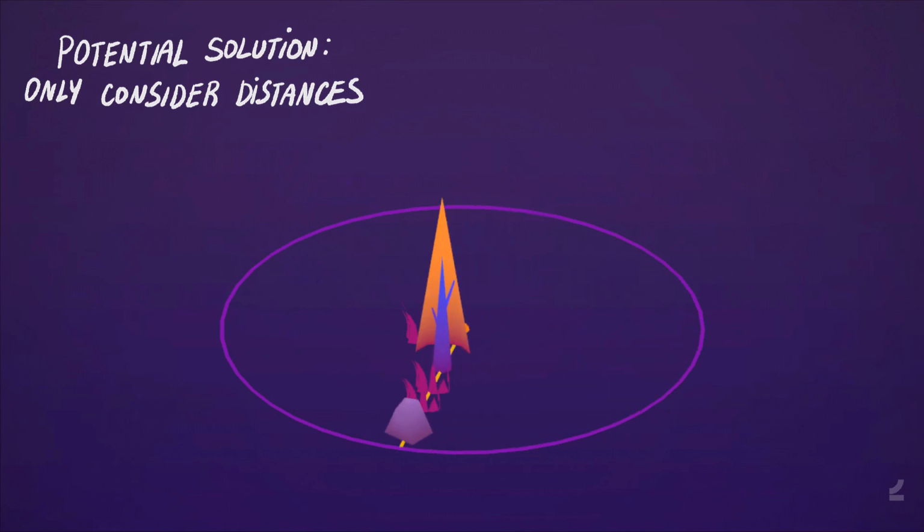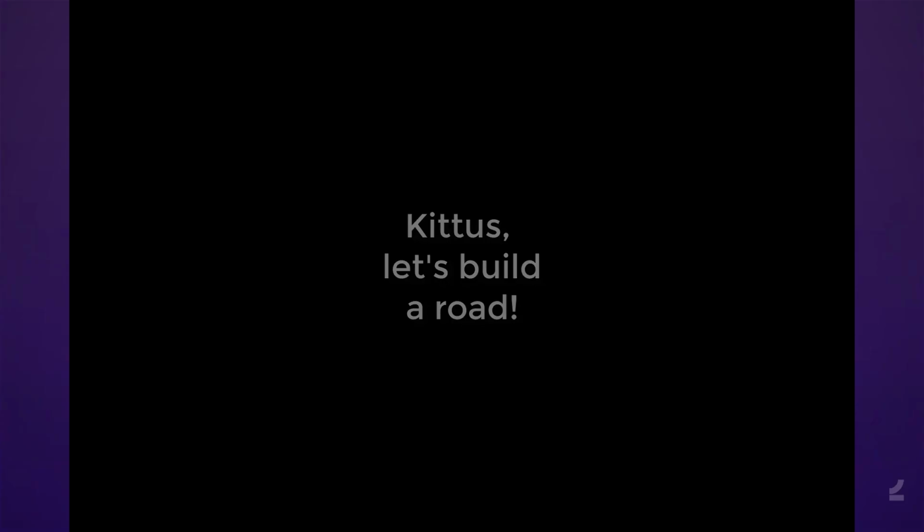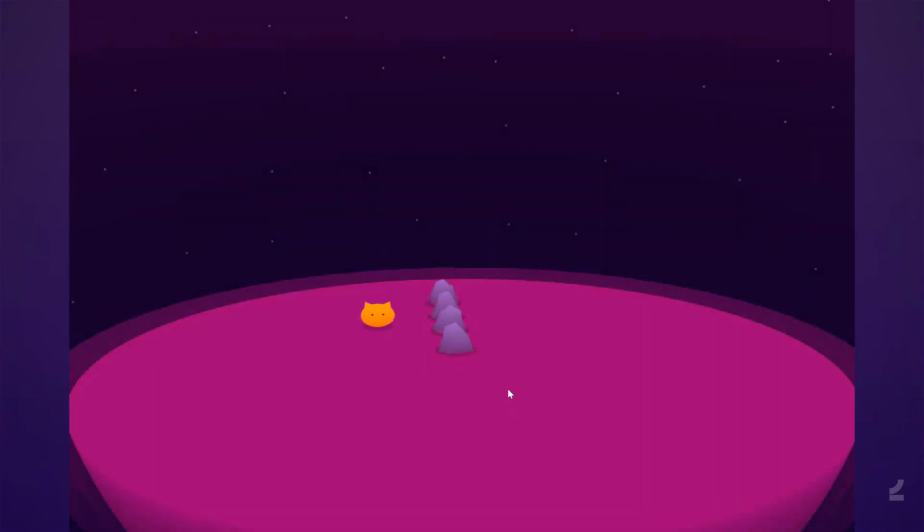However, in some cases, it was just still problematic. Like in this example, where we want to build a road with the Kittus. And Kittus just completely fails to continue our example and does something that just doesn't correspond to our intuition.